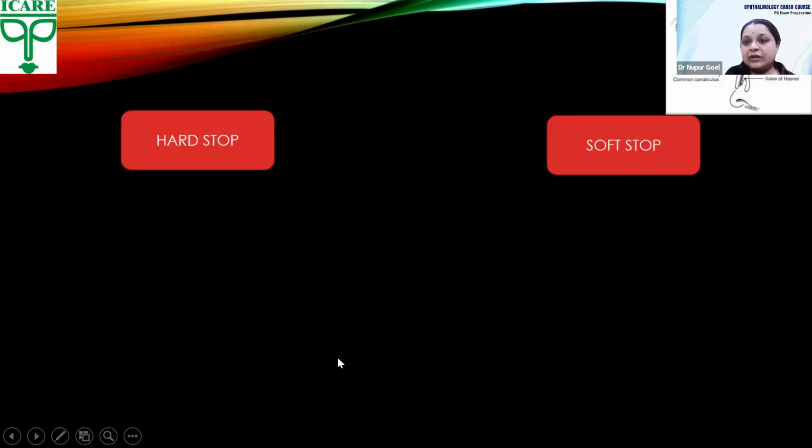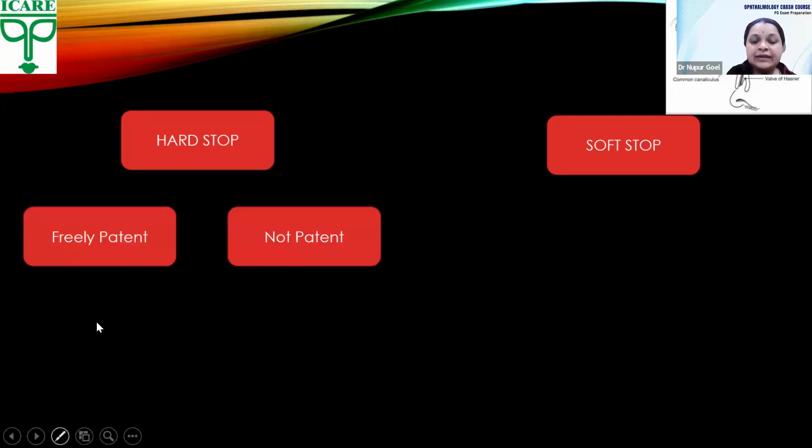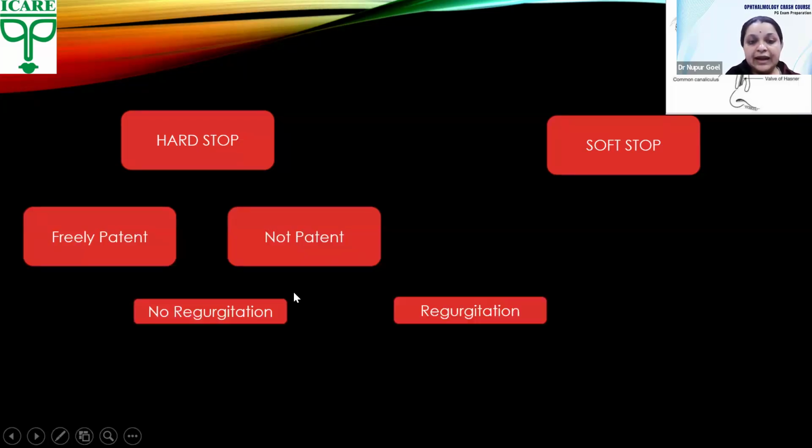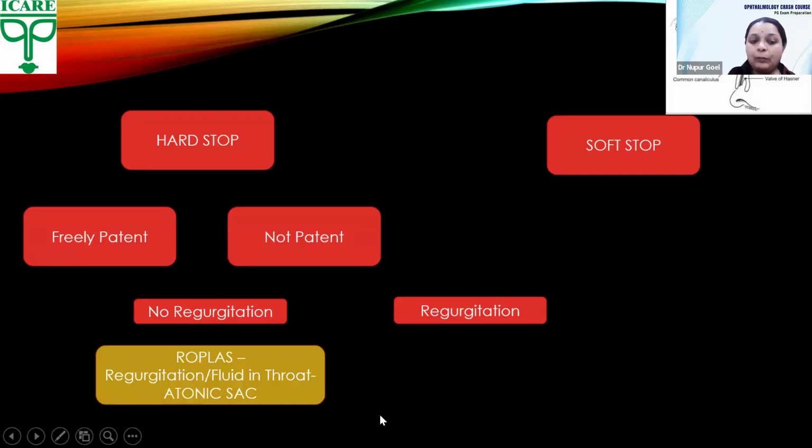Coming to the quick interpretation. Whenever you're doing a sac syringing, always have this diagram or draw this diagram for easy interpretation. It's basically following the normal anatomy. First, if you get a hard stop, then it could be either freely patent or it is not patent. If it is not patent and there's no regurgitation, then you check for Roplas.